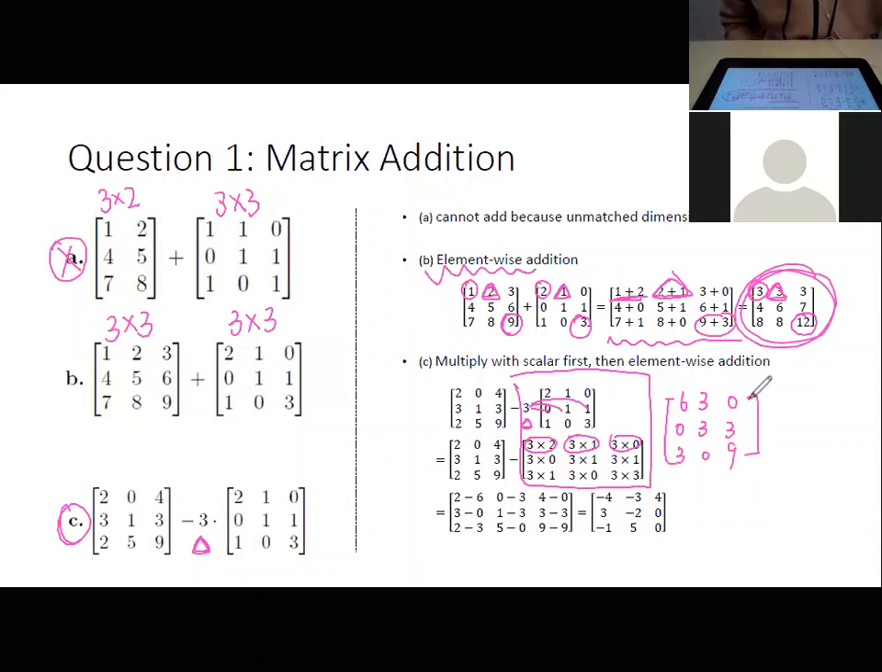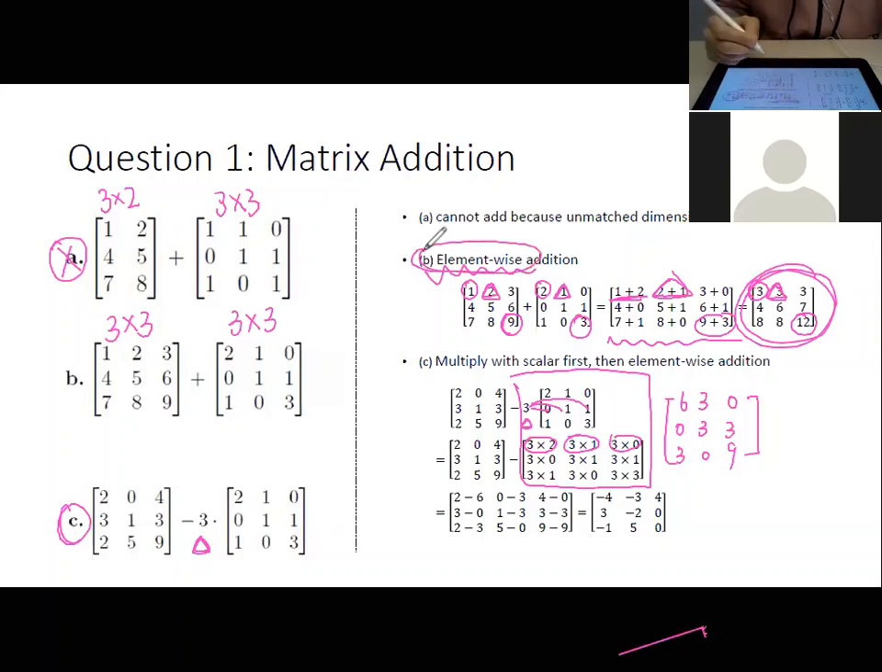So by doing this, you already know what that means. When we have a scalar and a matrix, we need to do the multiplication between the scalar and every element in the matrix. And now we move to the next step. We should do the element-wise addition.